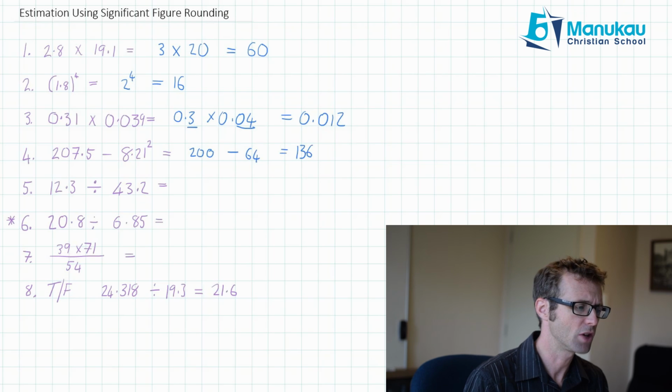My next one is 12.3 divided by 43.2. Again, I'm going to change these to one significant figure, so I'll have 10 divided by 40, which is 1/4, or you might write 0.25.